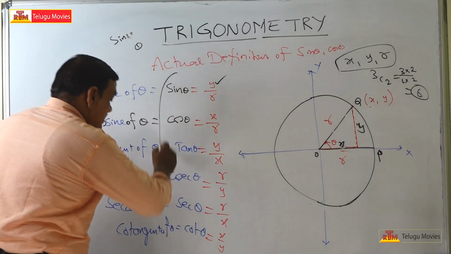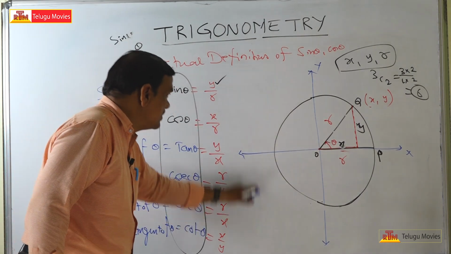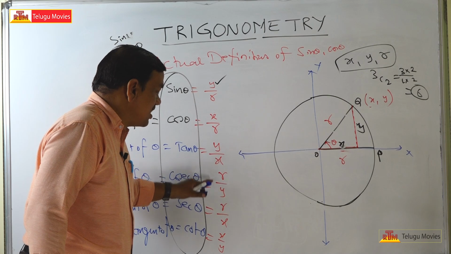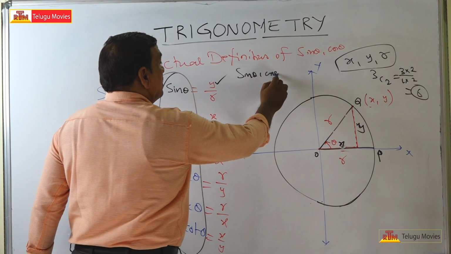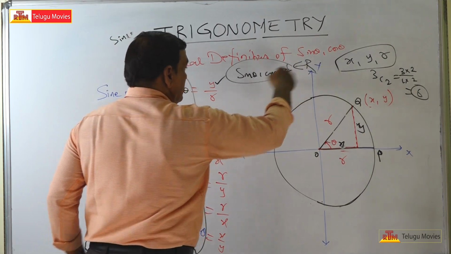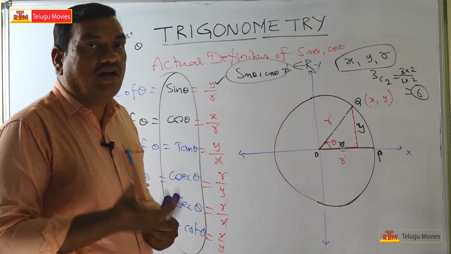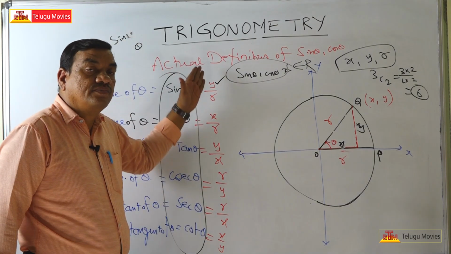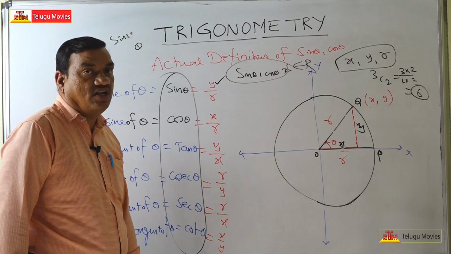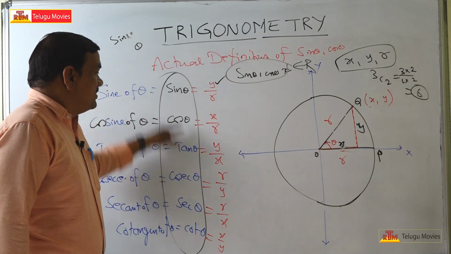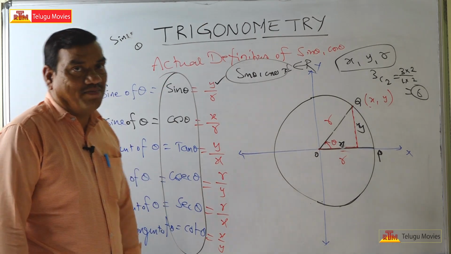From this, can I say that sin theta, cos theta, tan theta are all real numbers? y by r, x by r, y by x, r by y, all these are real numbers. You may think sin theta, cos theta are English words. No, they are numbers, real numbers. Maybe negative, maybe positive, maybe rational, maybe irrational. That's why sin theta, cos theta, tan theta, cosecant theta, secant theta, cot theta are all real numbers.